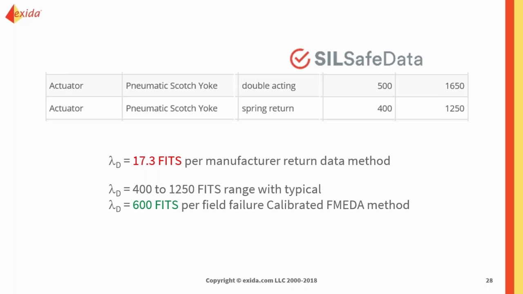But once again, SailSAFE data let them know that this was not in the appropriate range. You can see a typical range. Well, this was a spring return, so between 400 and 1200 FITs. And they looked up the FMEDA and saw that a FMEDA was actually at 600 FITs, so that fell in between. So if you're a little bit under, a little bit over, that might not be a big deal, but if you're an order of magnitude better, that's when you sit there and ask questions.